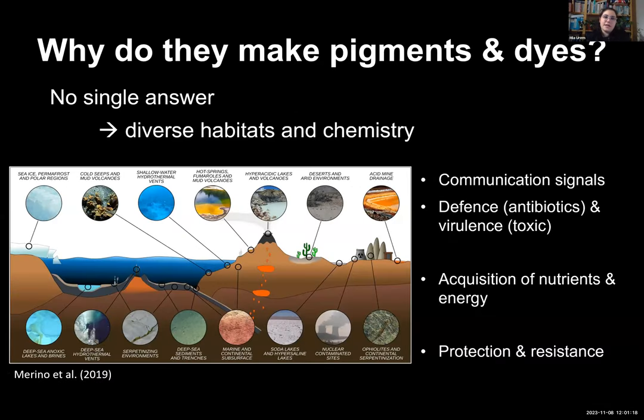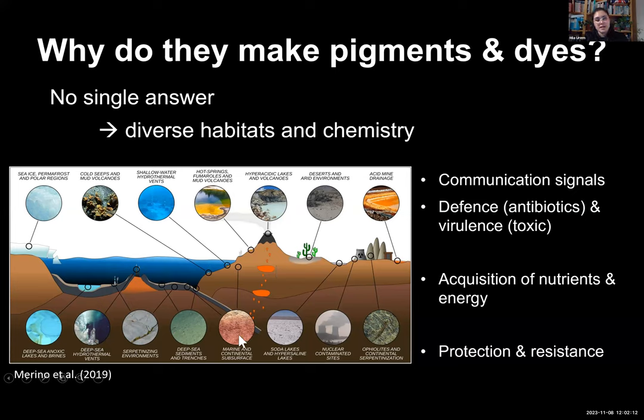There's no single answer to why microorganisms make pigments and dyes. The reasons are very diverse, and there's no single chemistry or single reason, because microorganisms come from different habitats and different environments, which also means that the chemistry they use is very different. This is an example of some very extreme environments where microorganisms have been found, including permafrost and hot springs, like I showed in one of the first slides. These are all very extreme environments where generally we don't expect to find any life.